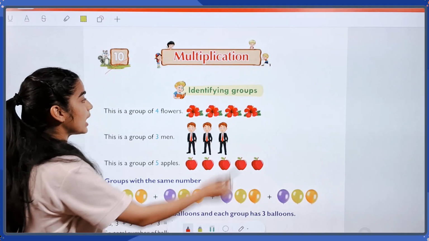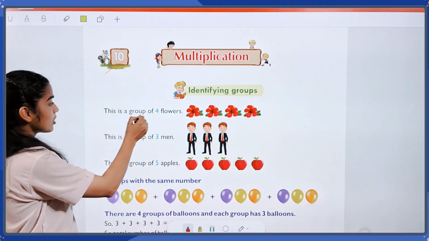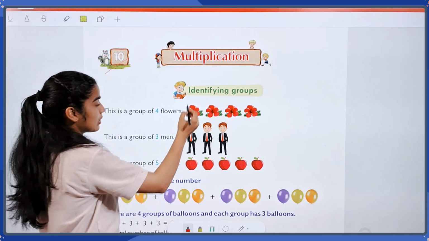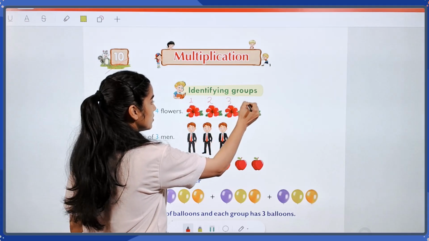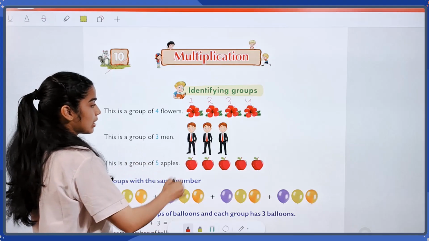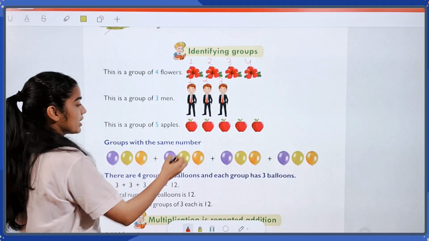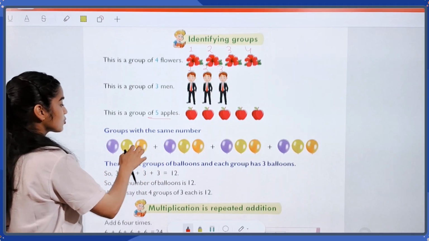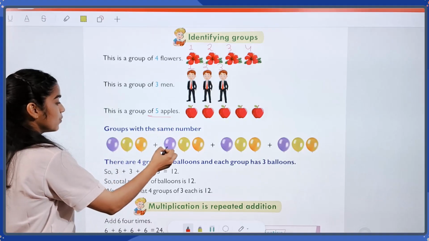Now we have to identify groups. How many groups do we have? This is a group of four flowers. Let's count together: 1, 2, 3, 4. Next, this is a group of 3 men. So you can count 1, 2, 3. Similarly, now we have a group of 5 apples. So groups with the same number: 1, 2, 3, 1, 2, 3.